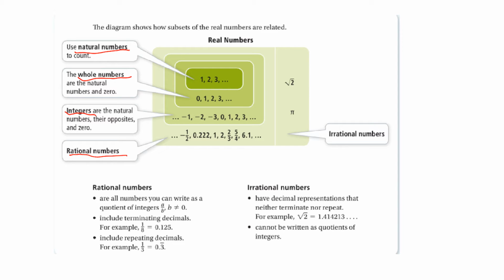We have our rational numbers, which, if you look down here, are any number that you can write as a quotient of integers, which means a fraction, where b isn't 0. It includes terminating decimals and repeating decimals. And then we have our irrational numbers, which are the opposite of our rational numbers. Their decimal representations neither terminate nor repeat, and they cannot be written as a fraction.